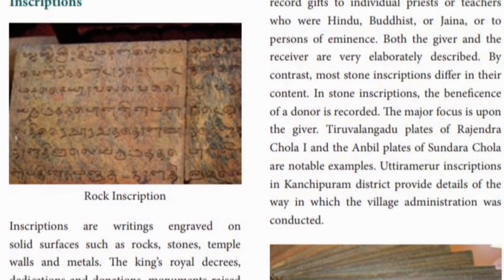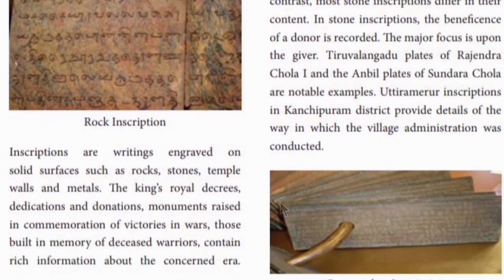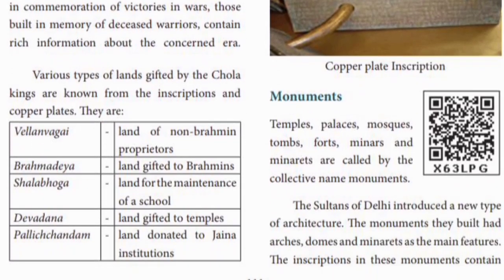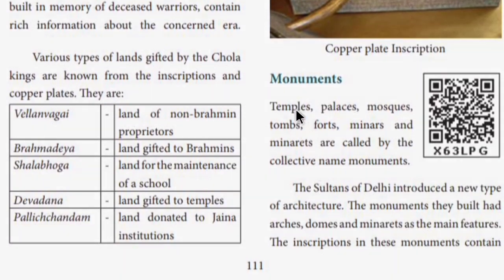Next, I have told about the Uttaramerur inscriptions located in Kanchipuram district, which provide details about village administration. So this is your copper plate inscription. And then monuments, like temples, palaces, mosques, forts, minars, minarets. The Delhi Sultans introduced a new type of architecture with domes, minars and minarets. I gave a pictorial representation in our first session.